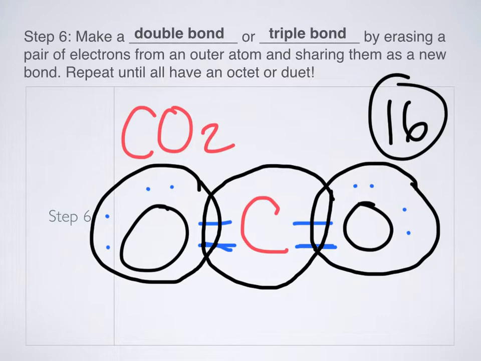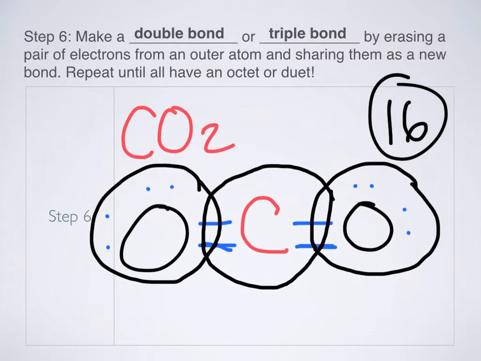Now remember, this is our last resort. This is step 6, the final step, your very last thing you could possibly do to get this to work. So don't start by trying to draw in some double or triple bonds. If you do this too early, you will almost always get the wrong answer. So make sure you follow these steps sequentially.